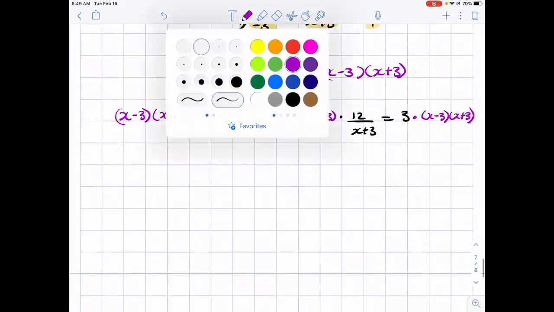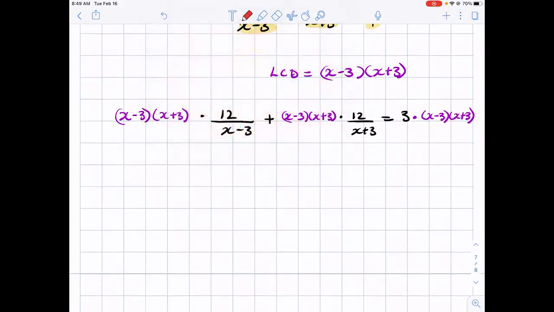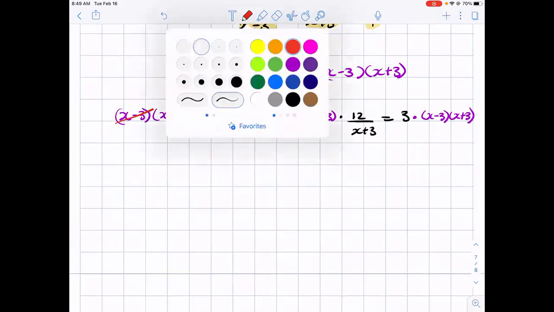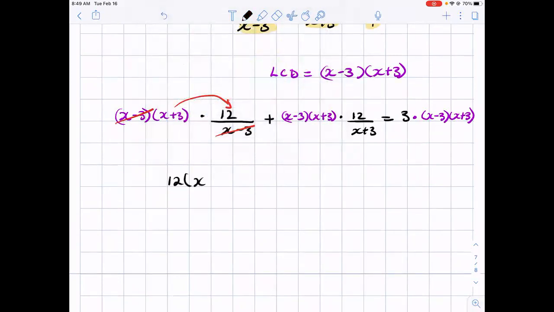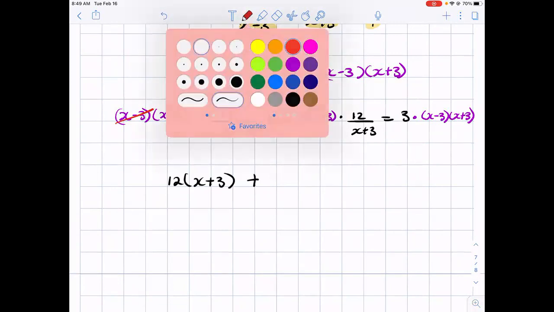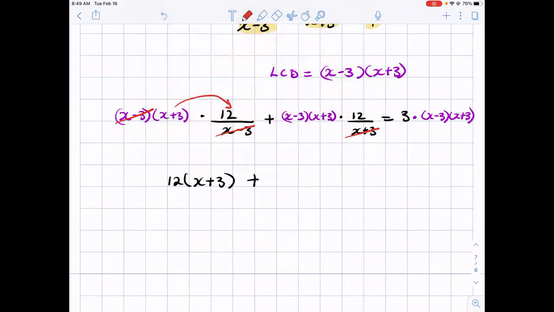So as always, the denominators will cancel. This x minus 3 will cancel with that x minus 3, leaving you with 12 times x plus 3. Plus, as always, the denominator will cancel. X plus 3 cancels with x plus 3. So we have 12 times x minus 3.